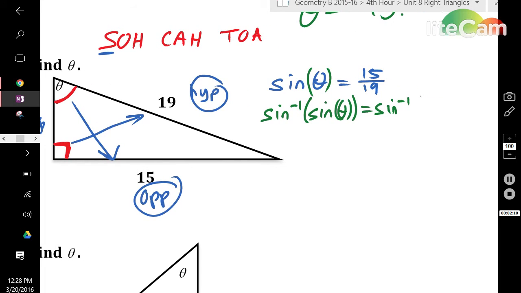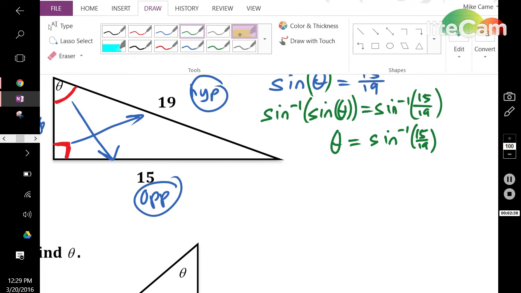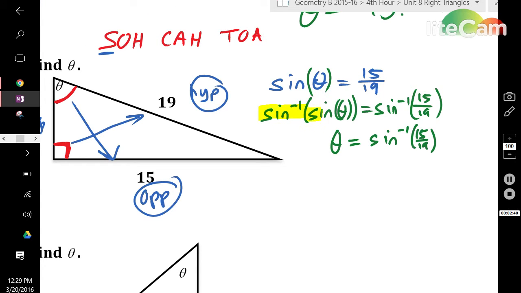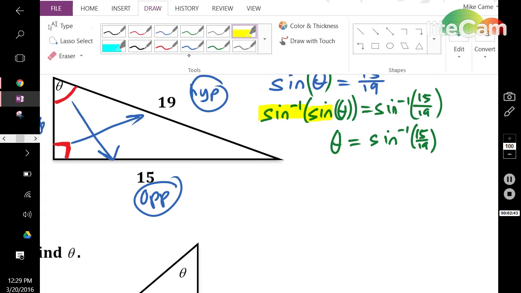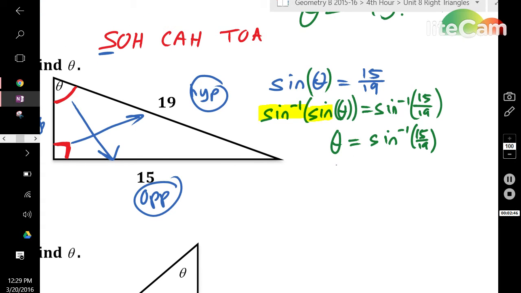And taking the inverse sine kind of cancels out, like a square and a square root would, to get theta just by itself. So the sine and the inverse sine, it's like multiplying by 2 and dividing by 2. These two cancel out. And you're left with theta is equivalent to inverse sine of 15 over 19.